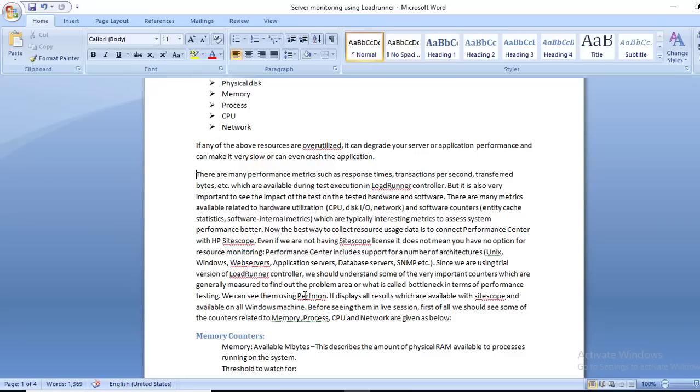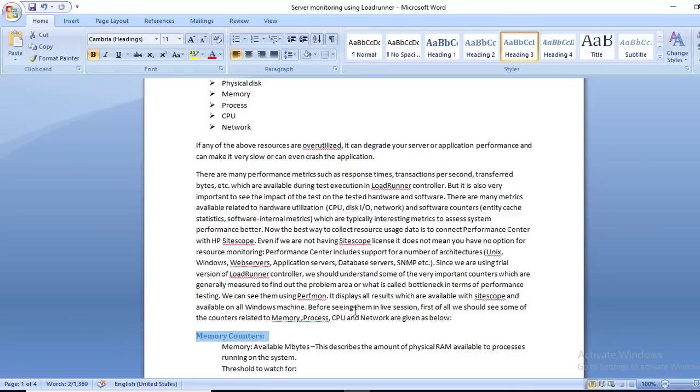Now, we can see them using Perfmon. Perfmon is available on all Windows machines. It displays all the results which are available with SiteScope and available on a Windows machine. Before seeing them in a live session, first of all we should see some of the important counters related to memory, process, CPU and network, as given below. So we can configure. Perfmon is available on all Windows machines. Suppose this is my server.